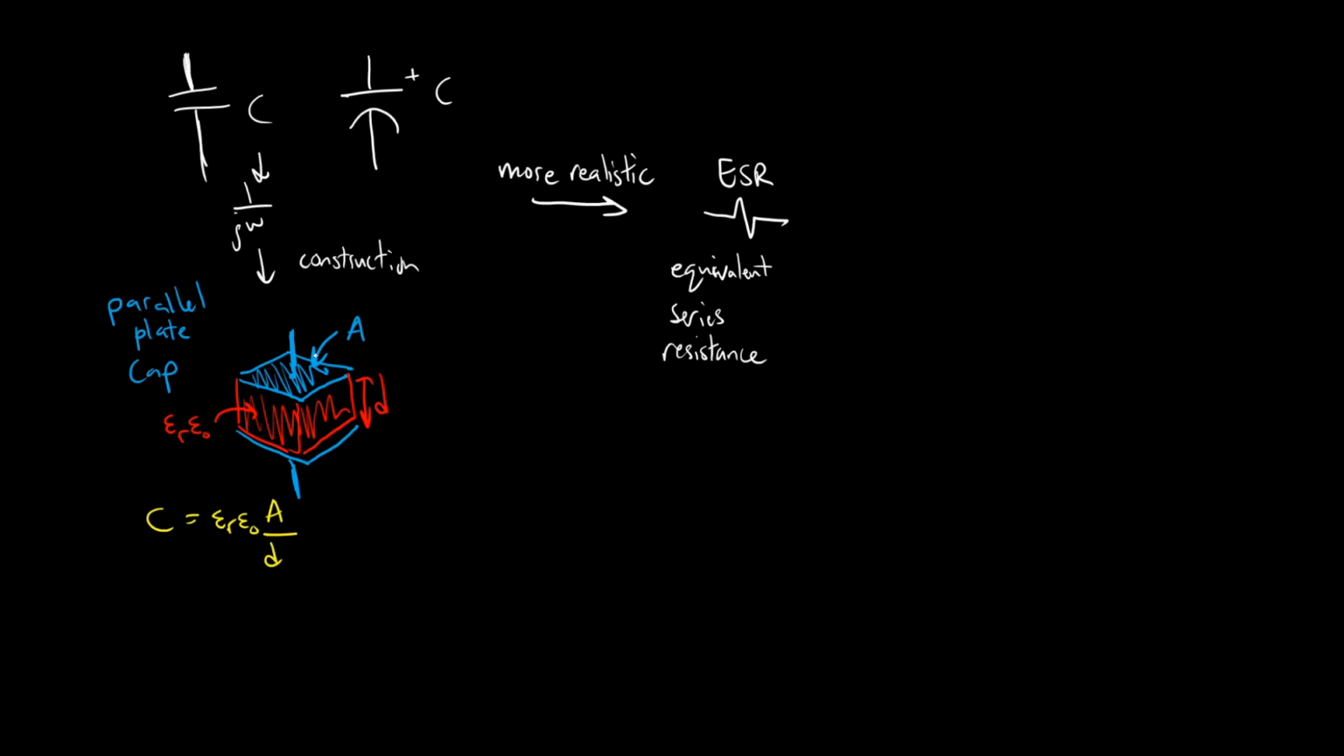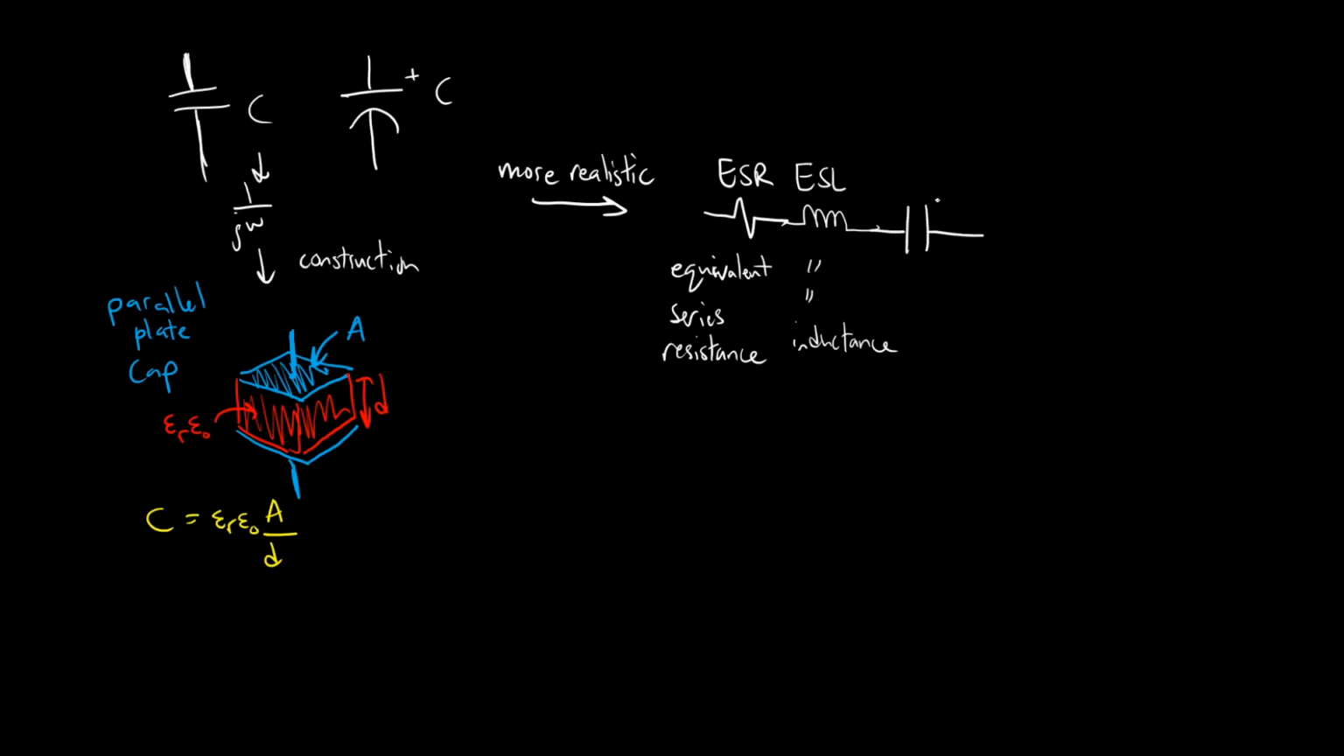Furthermore, if we're carrying current in some wires that connect to this dielectric material, well, we're going to be storing some energy in magnetic fields surrounding that wire, which means that these wires have some kind of inductance, which we refer to as the ESL. So the equivalent series inductance. Cool. And then you actually probably have the capacitance you expect, right?